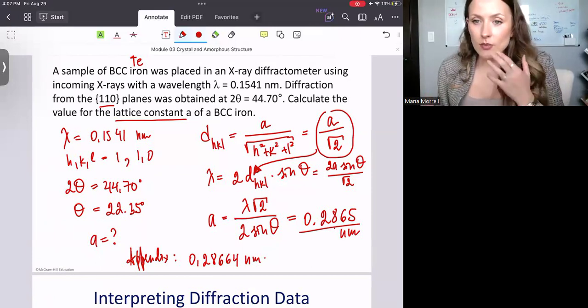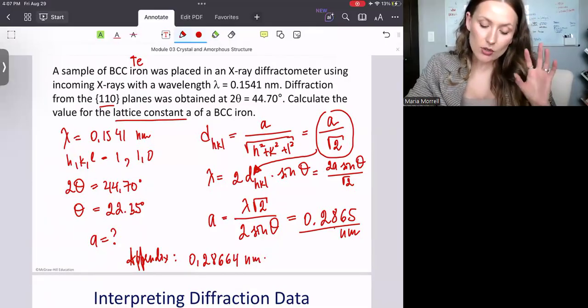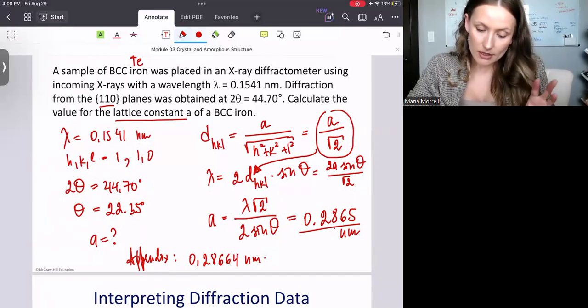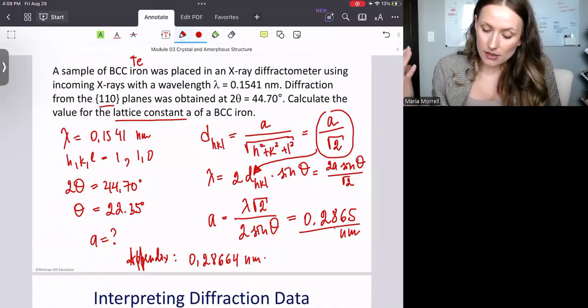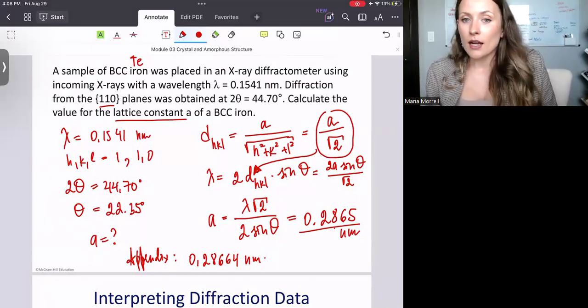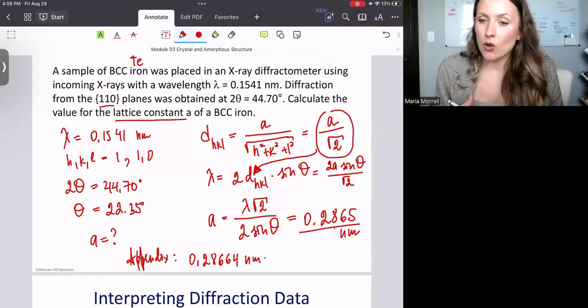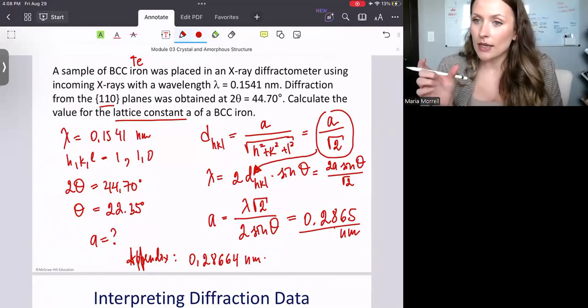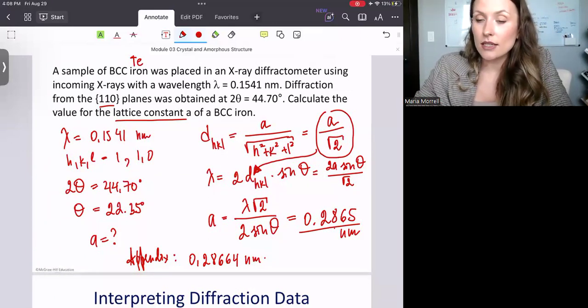All right, so hopefully it makes sense, but this example shows you how you can obtain the information, right? Specifically, we knew the wavelength that we were using, but we obtained the theta, right? Usually it's the 2 theta angle. And that alone, and also we needed to know the plane from which we're getting the diffraction, right? From that alone, we are able to determine the lattice constant. And keep in mind that the lattice constant is unique.